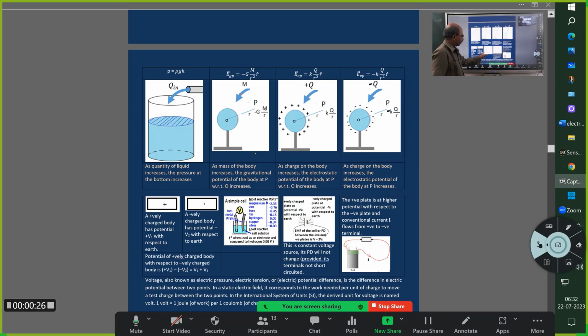You see, a cell is made up of two electrodes and electrolyte. Let's not get into those details, but different electrodes are used: magnesium, zinc, iron, hydrogen, and so on. Now, if you are using magnesium, then the magnesium electrode potential will be minus 2.35, and copper will have plus 0.34. These are the electrode potentials.